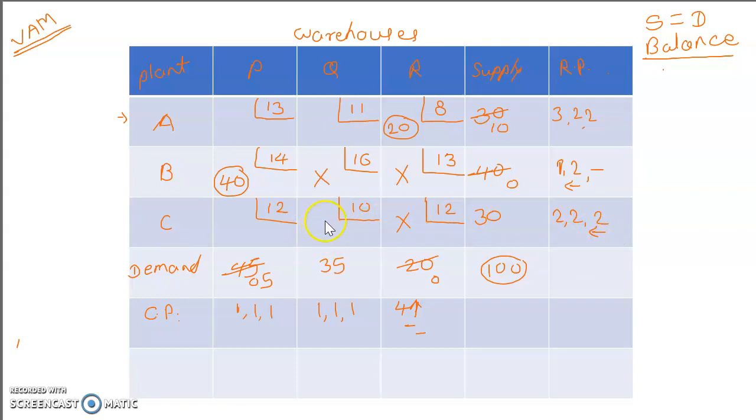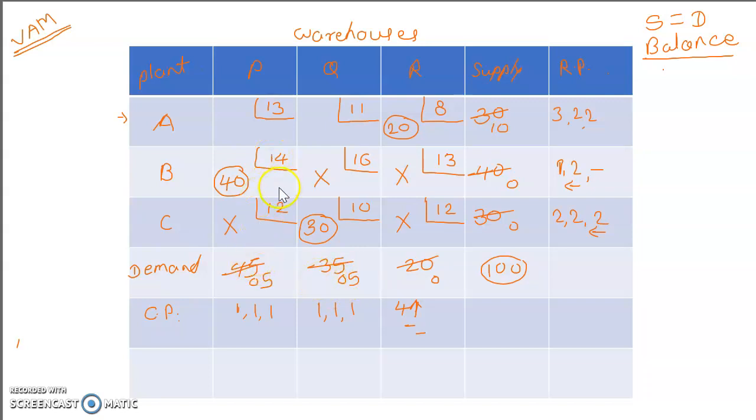In that row, the minimum cost cell is this one. 10 is the minimum cost. The demand of that cell is 35. Available capacity is 30. So I am going to put here 30. The balance is 0. In that row, one more cell is there, so I am going to cross out that cell. On the demand side, the balance is 5.